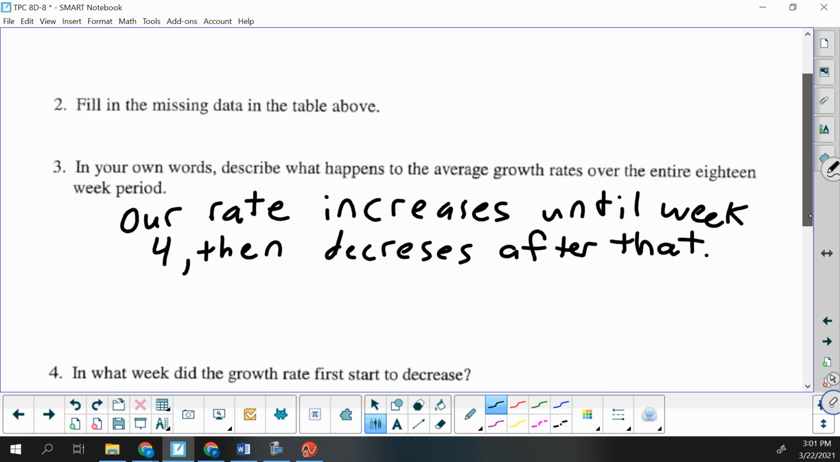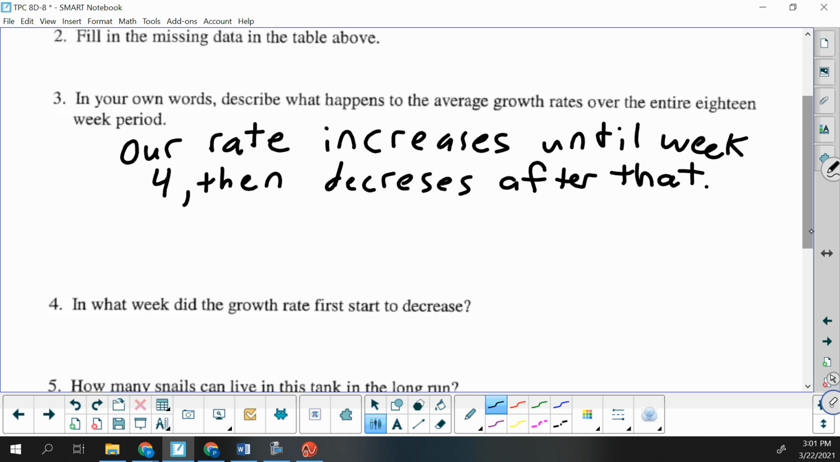In question 4, in what week did the growth rate first start to decrease? Well, if we increase till week 4, the first one we're decreasing is week 6.